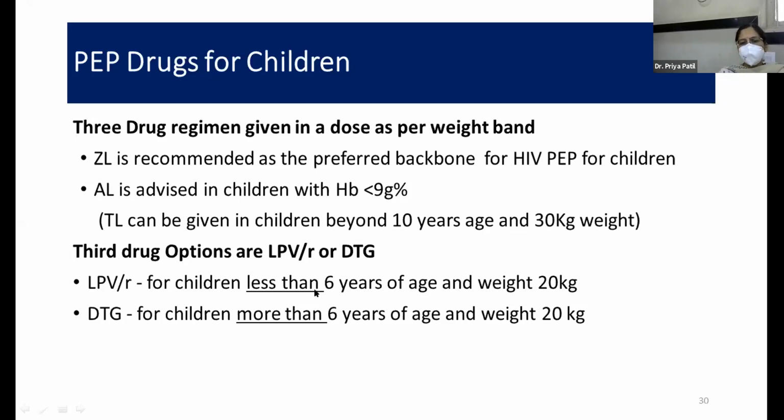LPVR for children less than 6 years of age and weight. So ZL plus LPVR can be the combination, and DTG can be used for children more than 6 years of age and weight 20 kg. So the third drug can be either LPVR if the age is less than 6 years, or if more than 6 years we have to use DTG in the PEP regimen.